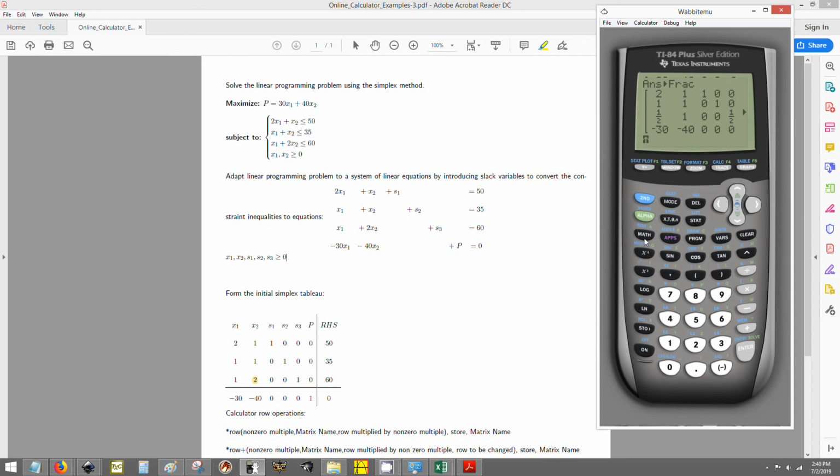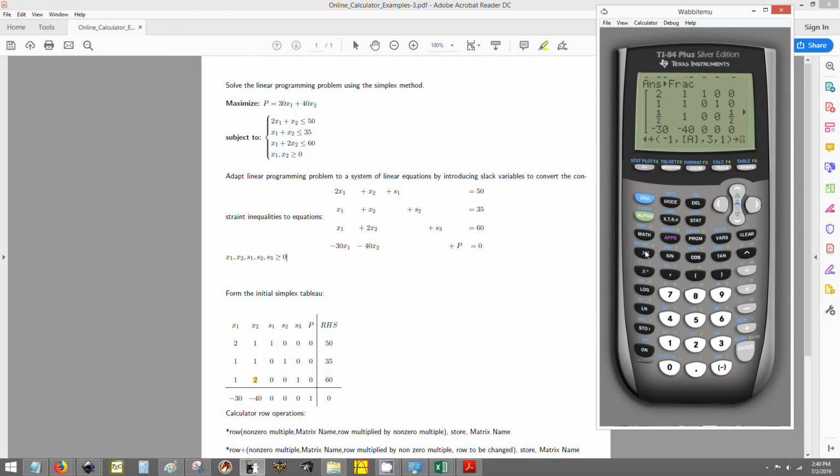So I go to matrix. Now I want to go to math, and I want to get the multiply row add. Now I have the syntax here. First, the non-zero multiple, you need the -1, comma. Now I put the matrix in, which is A, and then comma. And then I want to do this to row 3, and I want to add it to row 1, close parentheses, store. I'm going to store it in matrix A.